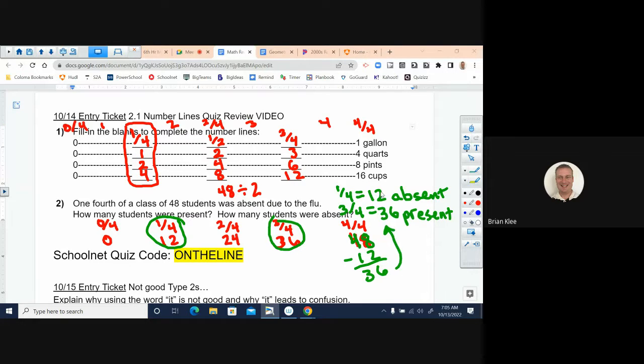And the last thing, to verify that you're thinking correctly: 12 over 48, if I divide both of those by 12, that fraction simplifies to the 1/4 that were absent when we read the start of the problem. And then same thinking with 36 over 48. If you divide both of those by 12, it simplifies back to 3/4. So if 1/4 are absent, that implies that 3/4 are present.